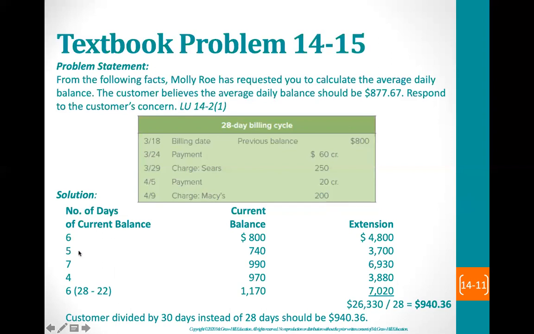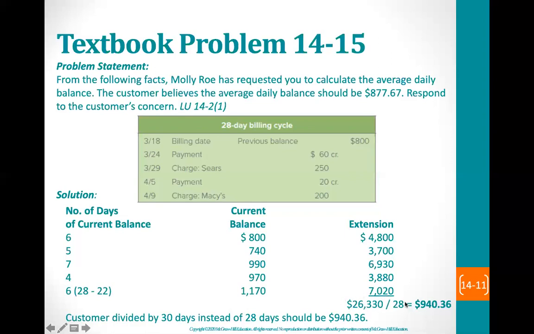So 6 plus 5 plus 7 plus 4 is 22 days. We're told it's a 28-day billing cycle. So 28 minus 22, her balance stayed the same for 6 days. And her balance was $1,170, the $970 plus the $200. 6 times $1,170 is $7,020. Add all of these numbers together, we get $26,330.